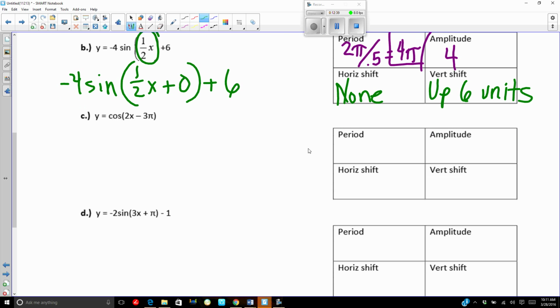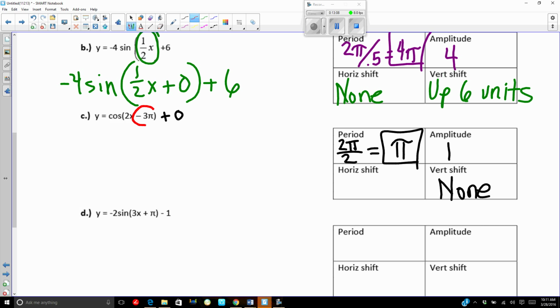However, for part C, we do have a horizontal shift. Before we get to that, the amplitude is 1. The period is 2 pi divided by the b value, which is 2. 2's cross out, so the period is just 1 pi. There is no vertical shift in this problem. It's really a plus 0 out there. It's not shifted the original cosine function up or down. There is a horizontal shift though. Since we see a negative 3 pi, we're actually going to shift right 3 pi units. So I actually want to write it out, right 3 pi units.